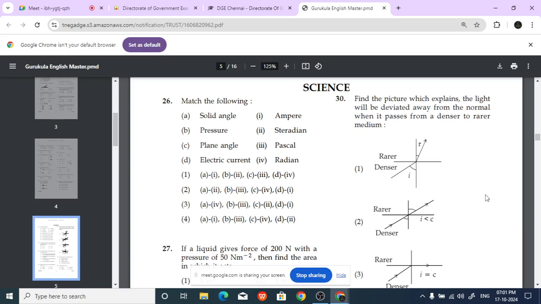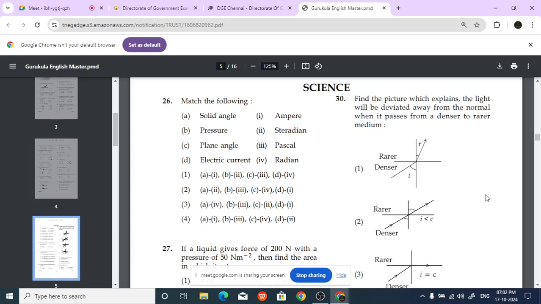What is the unit of electric current? Sir, for pressure it is Pascal. Okay, electric current, ampere, sir. So B is 3 and D is 1. Which is the option? B 3, D 1. Which option is correct? Sir, 2, 3. There are two options with that, so we have to find out the other ones. Plane angle and solid angle.